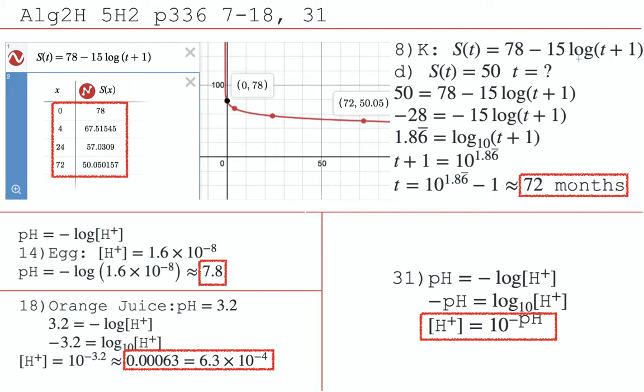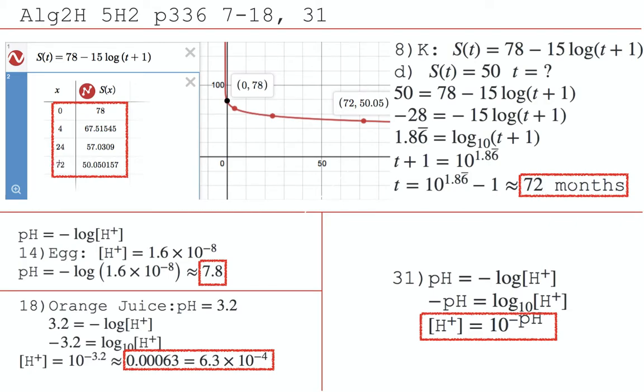It's unwritten beforehand, but I decided to write it here to help us remember how to flip this around. Here's the base, here's the power, and here's the exponent. Again, base, exponent, power is over here. So then you can subtract 1 from both sides, and then you get 10 to this number right here, minus 1. And a calculator tells you that's about 72 months.